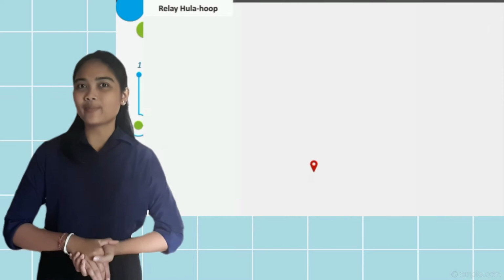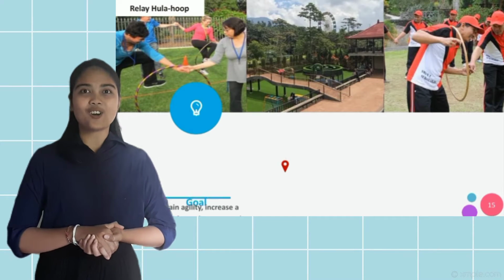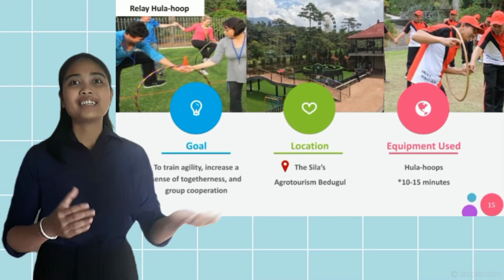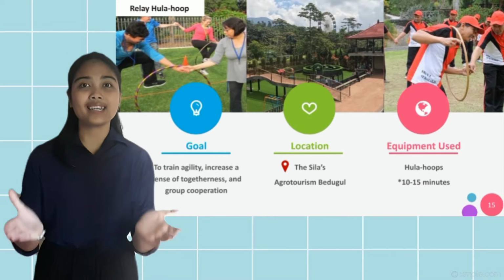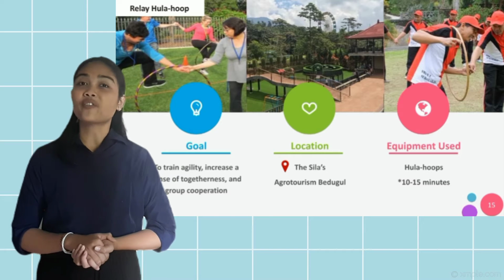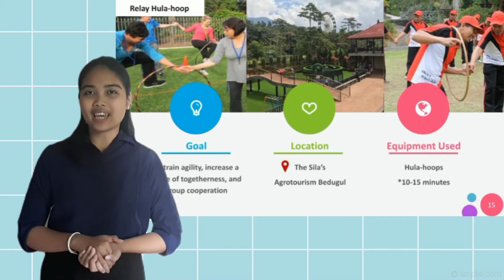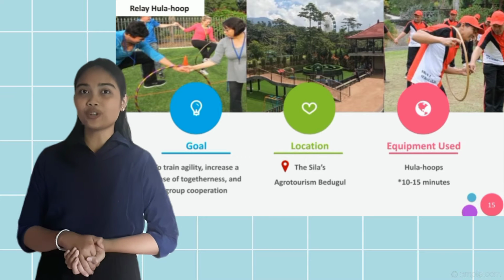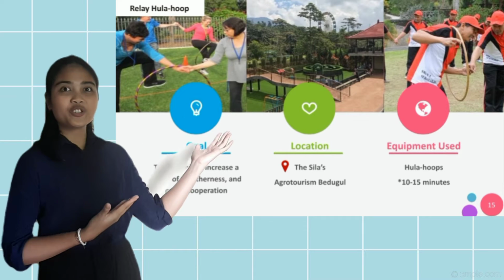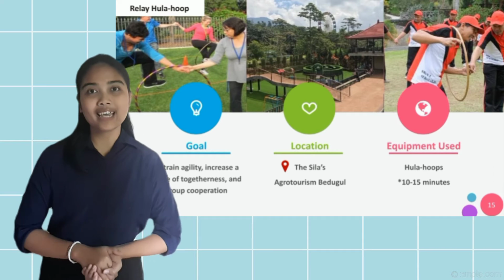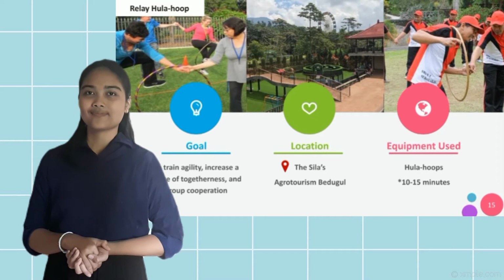Alright, now I will explain the second activity, called relay hula hoop. As you can see in the PowerPoint slide, the goal of this game is to train agility and increase a sense of togetherness and good cooperation. We will do this game in the Silas Agrotourism Bedugul, and the equipment that we use in this game is hula hoop. This game will take around 10 to 15 minutes.